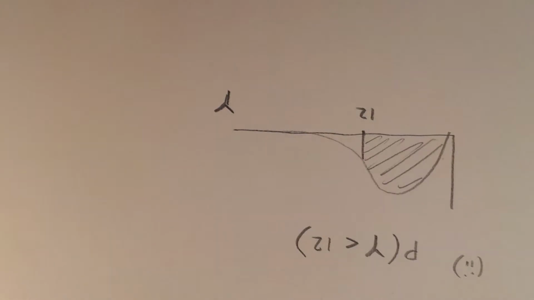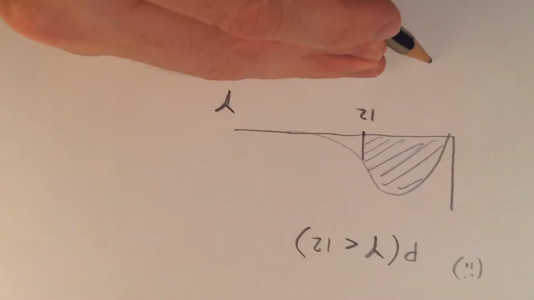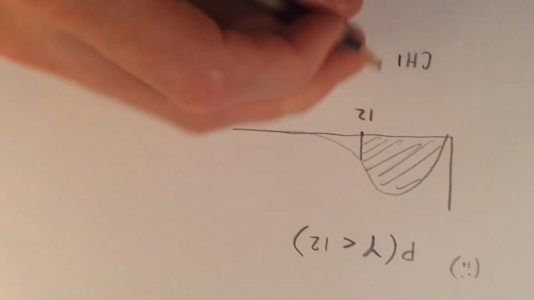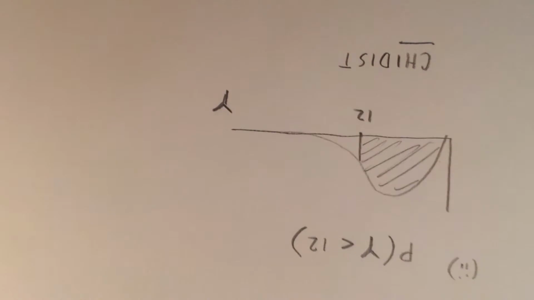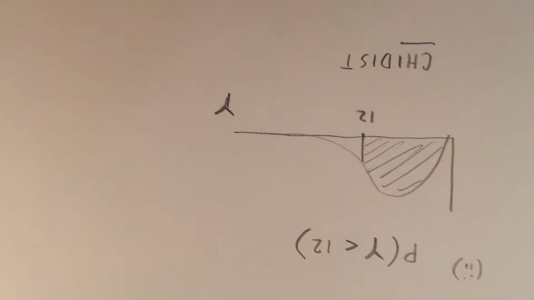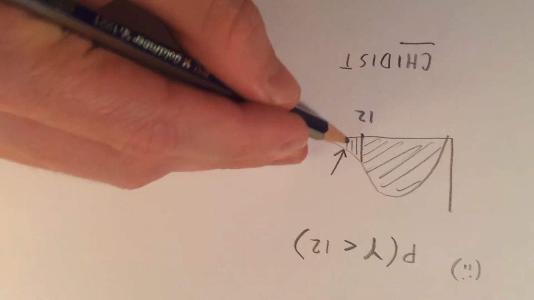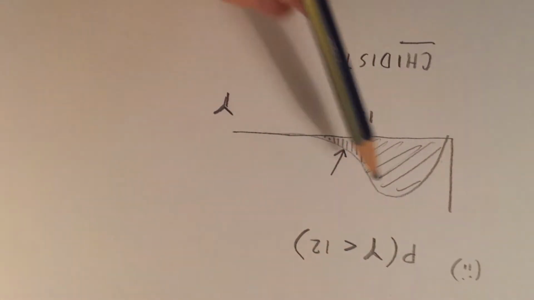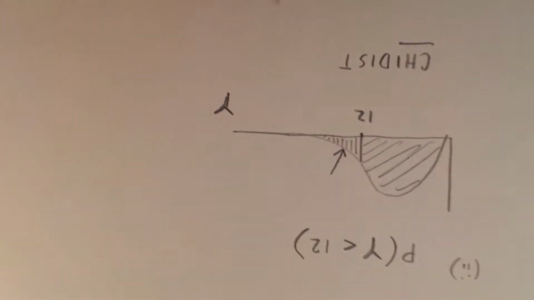To do it, we're going to use the CHIDIST function, but that is going to tell us this area here. If we want to know this area and we know that one, we'll just subtract this area away from 1, and that will be our answer.